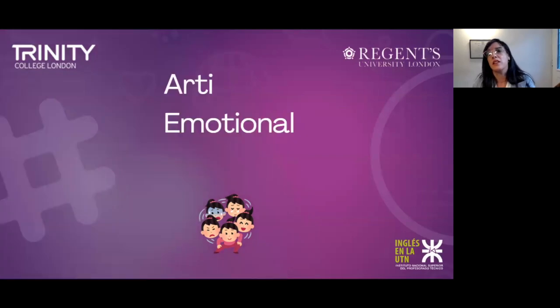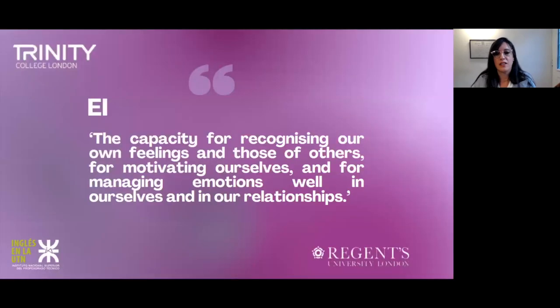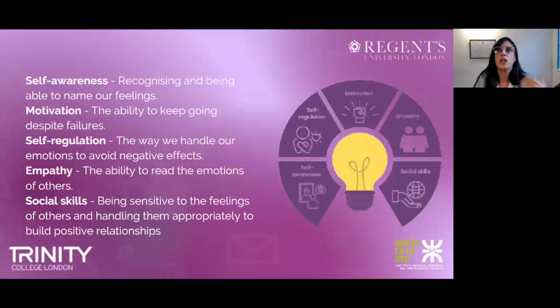I am going to start with the second part, the emotional part, and what emotional intelligence is. I think that it is the capacity for recognizing our own feelings and those of others, for motivating ourselves and for managing emotions well in ourselves and also in our relationships. Goleman recognizes 5 dimensions. There is self-awareness, which is related to recognizing and being able to name our feelings. Motivation, which is the ability to keep going despite failures. Self-regulation, that is the way we handle our emotions to avoid negative effects. Empathy, which is the ability to read the emotions of others. And finally, social skills, which is connected with being sensitive to the feelings of others and handling them to build positive relationships.